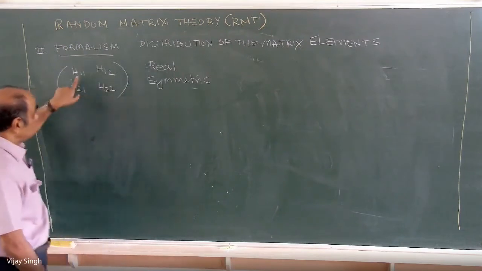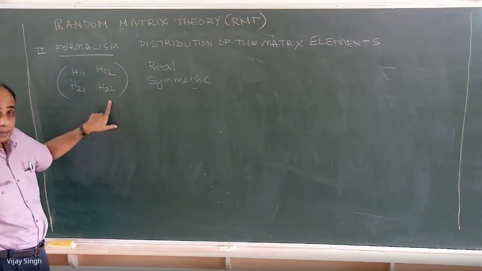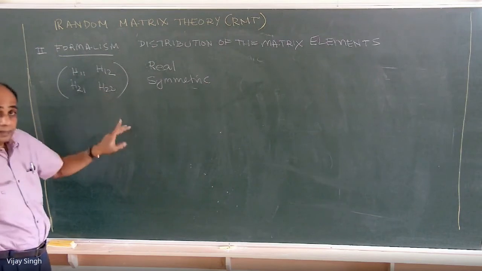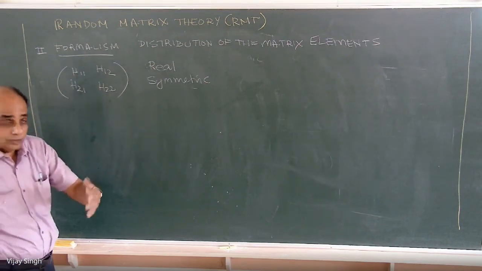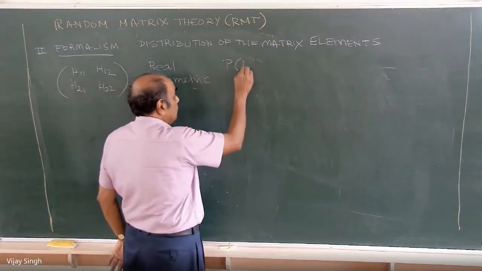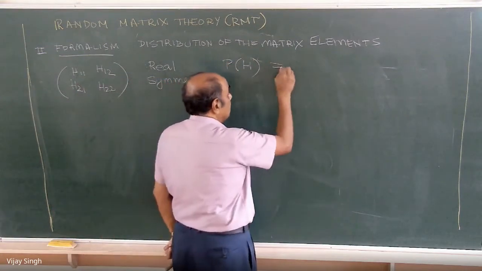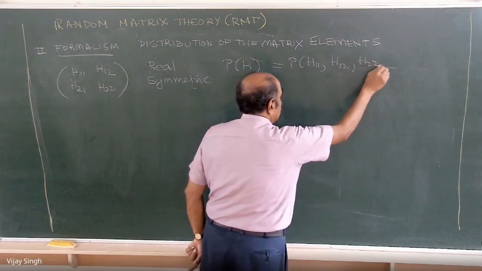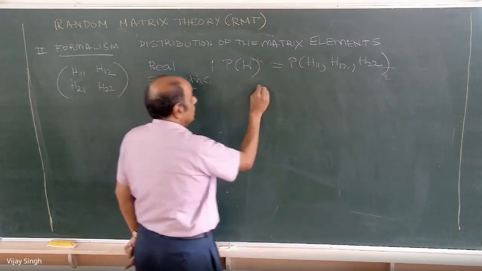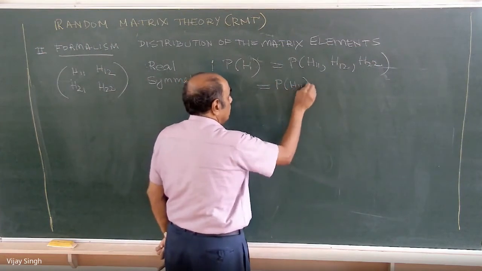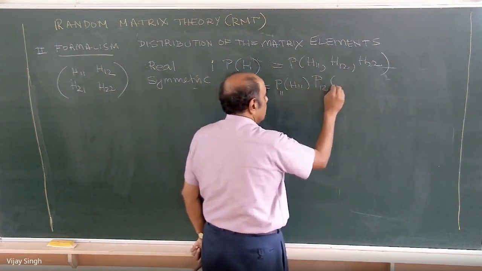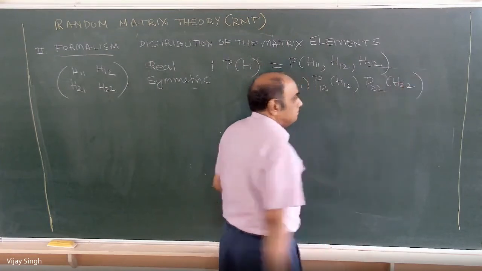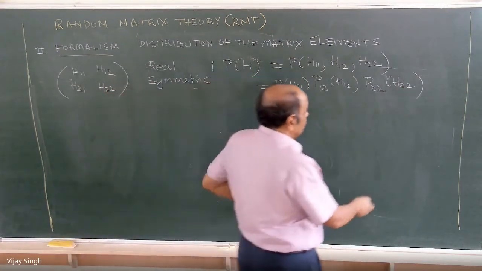One is that the matrix elements of these things are uncorrelated. They are distributed, of course, but they are independent distributions. So I say my probability distribution for the matrix H, which strictly speaking I should write as P of H11, H12, H22, is equal to P of H11, P of H12, and so on. It is uncorrelated.